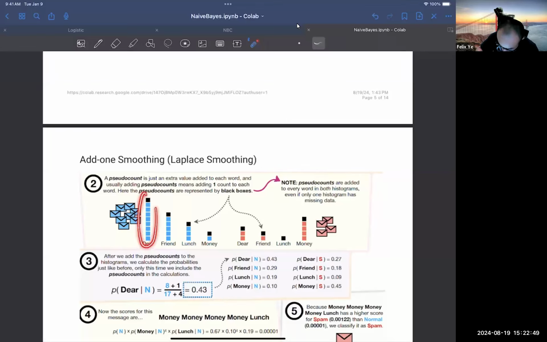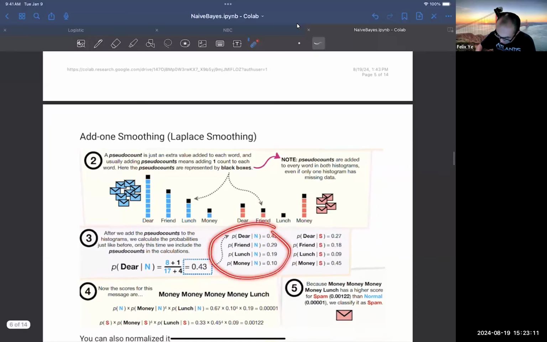So you just universally add 1 count to each word. In this case you are getting 9, in this case 6, in this case 4, in this case 2, 3, 2, 1, 5. This is the key here. Previously you only had 0, now it becomes 1. After this pseudo count, the probabilities will be changed accordingly. Most importantly, it changes lunch conditional on spam, which is 0.09 instead of 0 now.